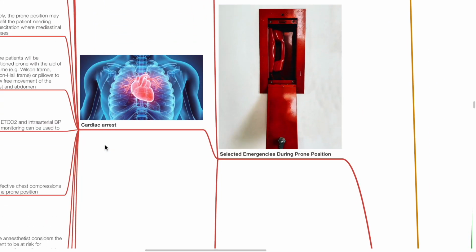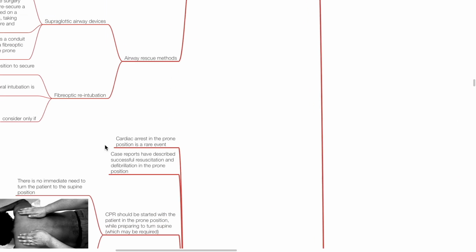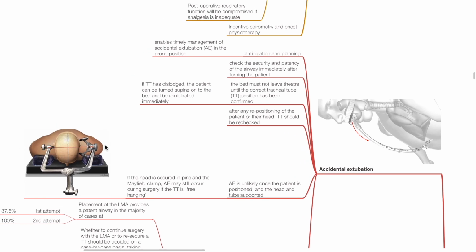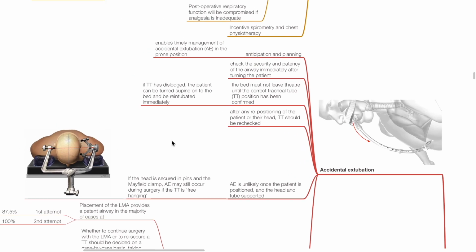Selected emergencies during the prone position. Accidental extubation. Anticipation and planning enable timely management of accidental extubation in the prone position. Check the security and patency of the airway immediately after turning the patient. The bed must not leave the theatre until correct tracheal tube position has been confirmed.